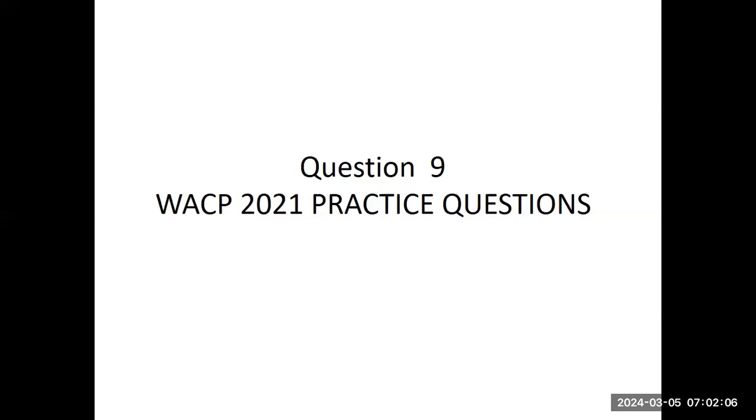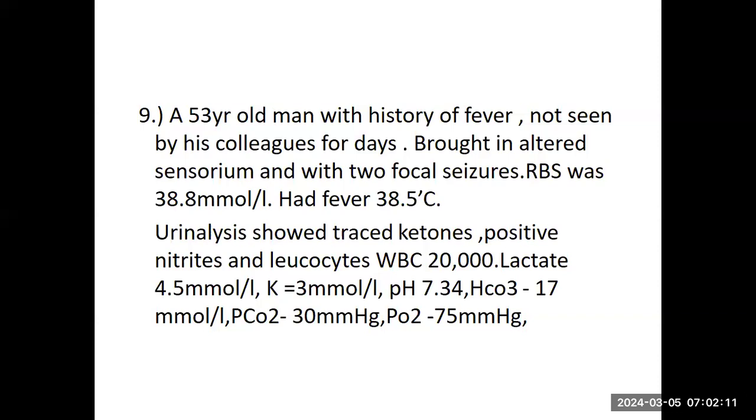Okay. So the question is, a 53-year-old man with history of fever, not seen by his colleagues for days, brought in with altered sensorium with two focal seizures. Random blood sugar gotten at that point was 8.8 millimoles per liter. High fever of 38.5 degrees centigrade. Analysis showed trace ketones, positive nitrites, leukocytosis of 20,000, lactate 12.5 millimoles per liter, potassium of 3 millimoles per liter.